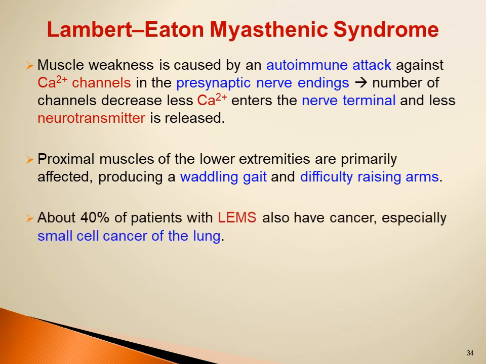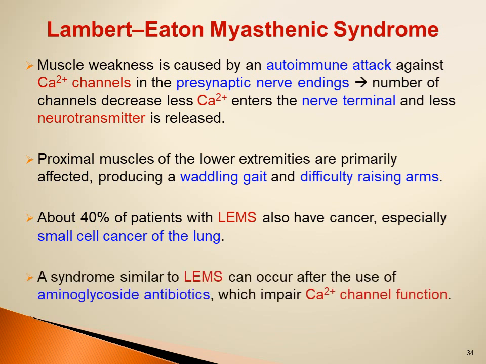About 40% of patients with Lambert-Eaton myasthenic syndrome also have cancer, especially small cell cancer of the lungs. A syndrome similar to Lambert-Eaton myasthenic syndrome can occur after the use of aminoglycoside antibiotics, because these antibiotics impair the voltage-gated calcium channels in the presynaptic membrane.